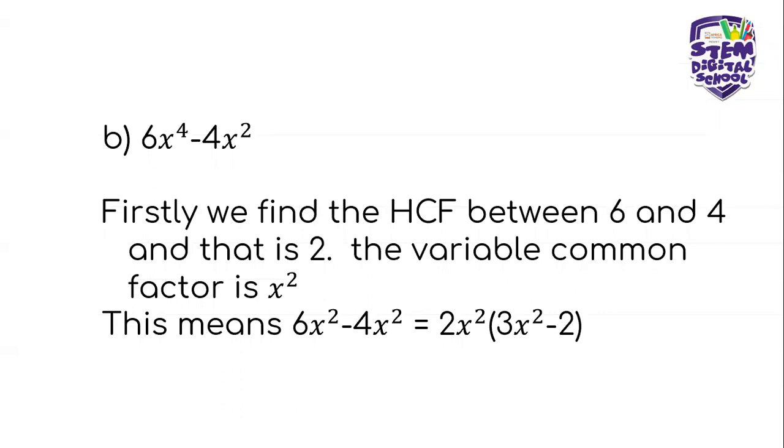So if you multiply everything in the bracket by 2x squared, then you know that 2 times 3 is 6. x squared times x squared gives you x to the power of 4. Then 2x squared times minus 2 will give you negative 4x squared. All right.